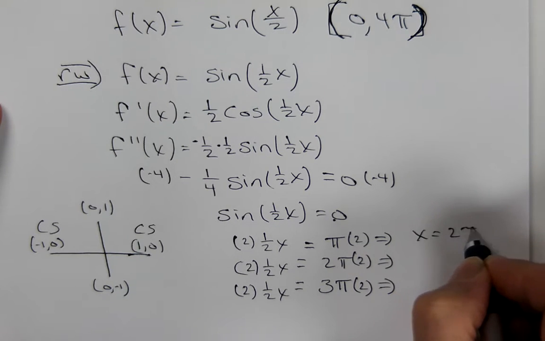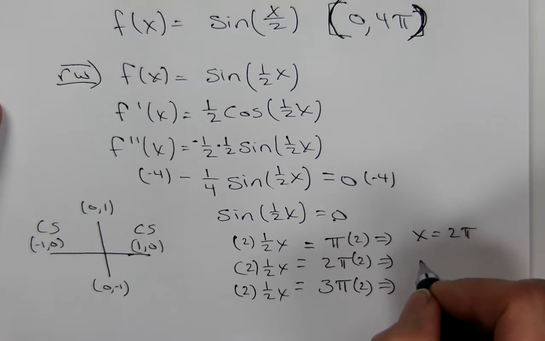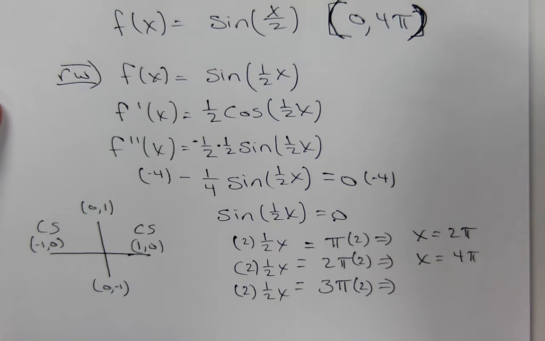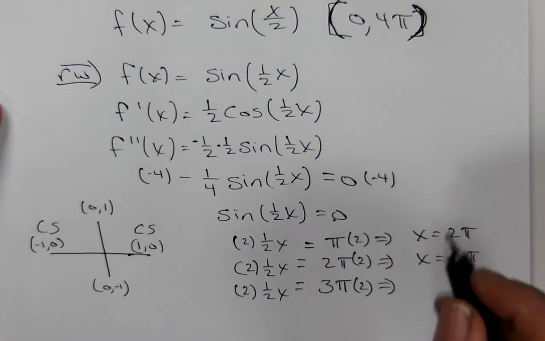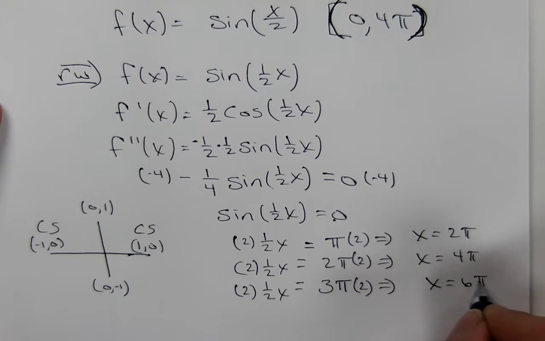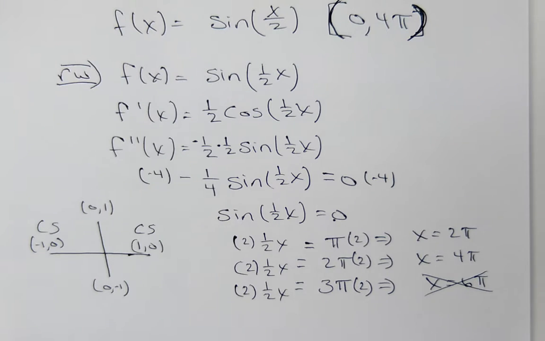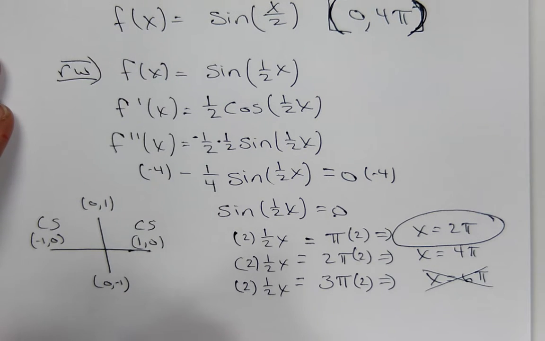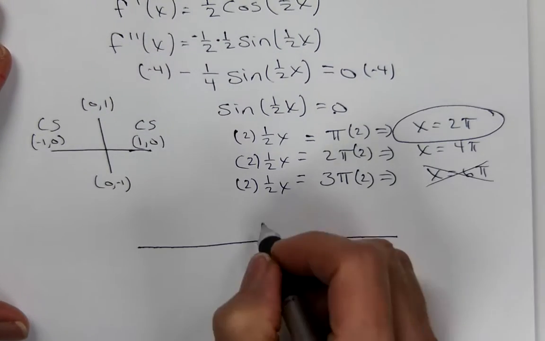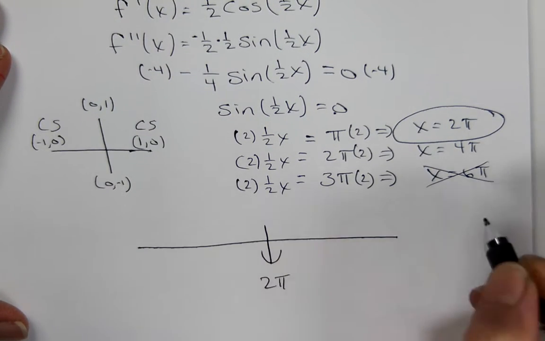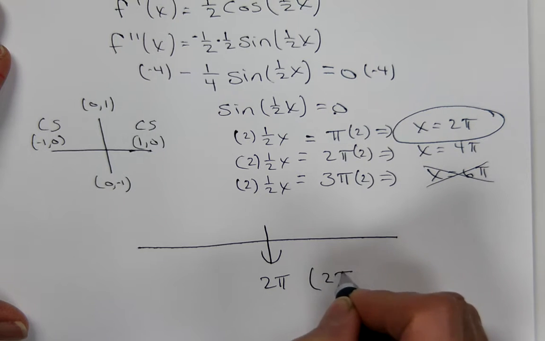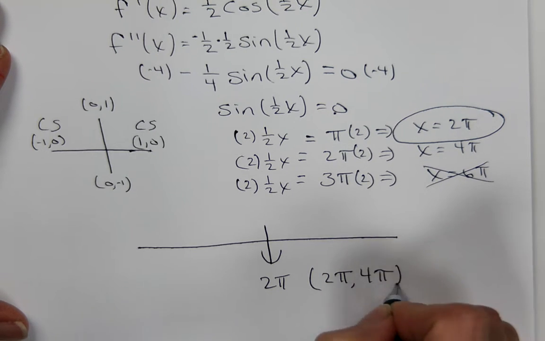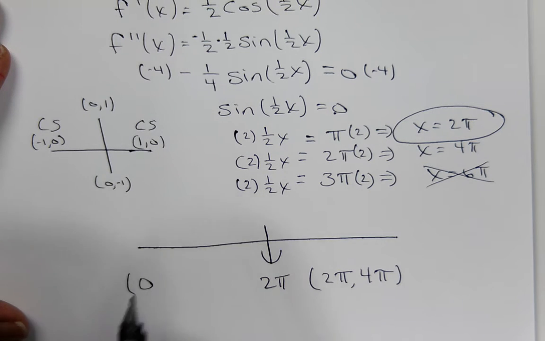X is equal to 2 pi, and that is in our domain. X is equal to 4 pi, which is not being treated as if it's in our domain. And x is equal to 6 pi, which is certainly out of our domain. So now we have this. And so the only value that we're going to use as a possible inflection point is at 2 pi. So we set up our interval, and here's our 2 pi. And this side will be 2 pi to 4 pi, not including 4 pi. And the other side is 0 to 2 pi, not including 0.